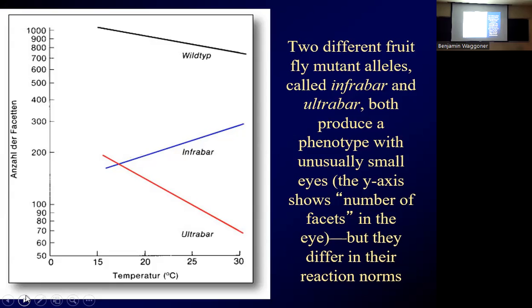So with infrabar, if you grow these flies at warmer temperatures, you get more facets, and that's shown by the blue line. With ultrabar, if you grow them in higher temperatures, you get fewer facets, and that's shown by the red line. Okay, so those lines are depictions of reaction norms. And reaction norms are the way we describe phenotypic plasticity.